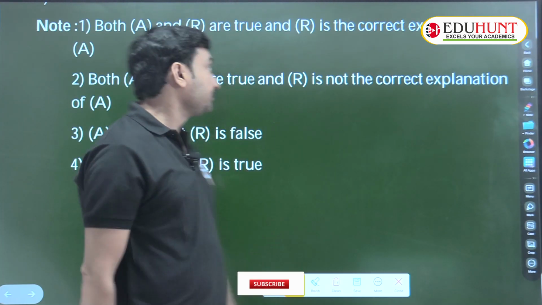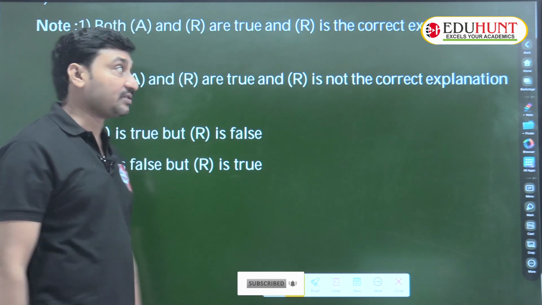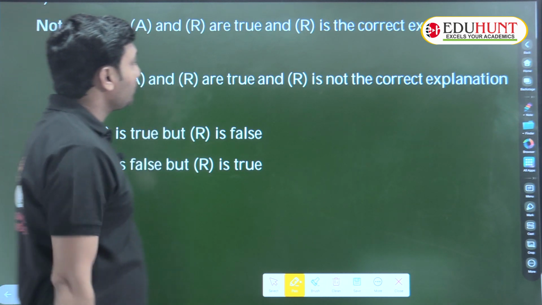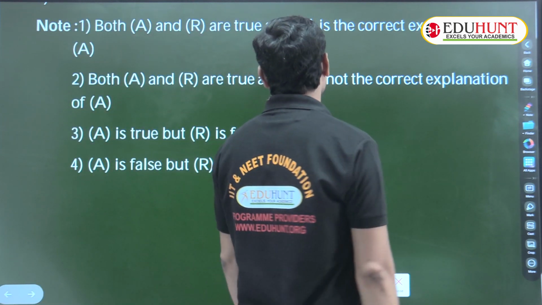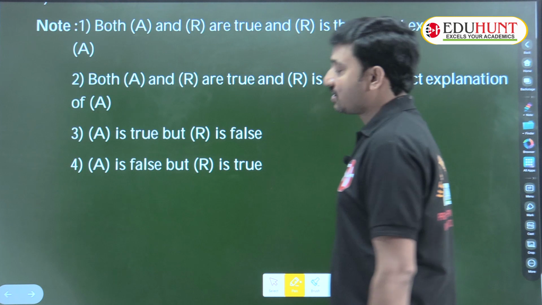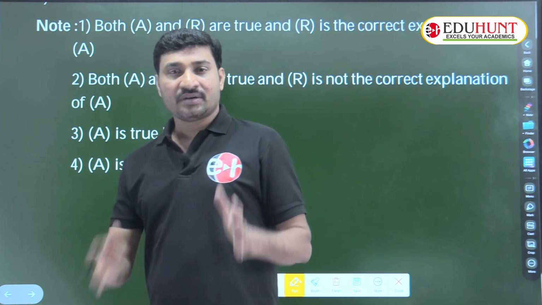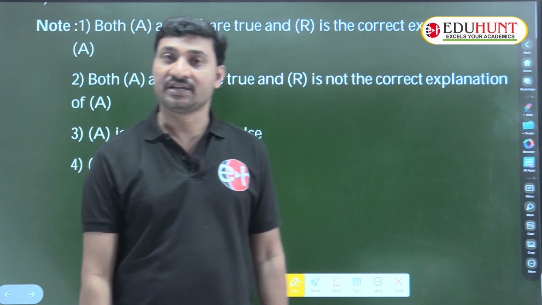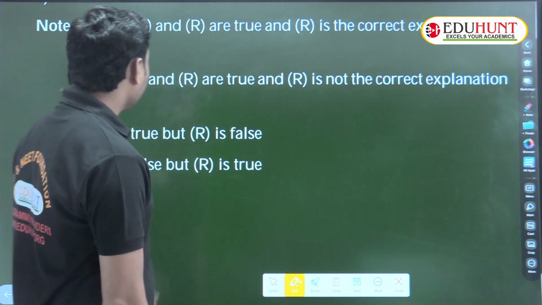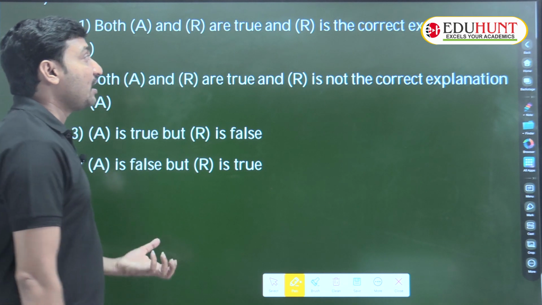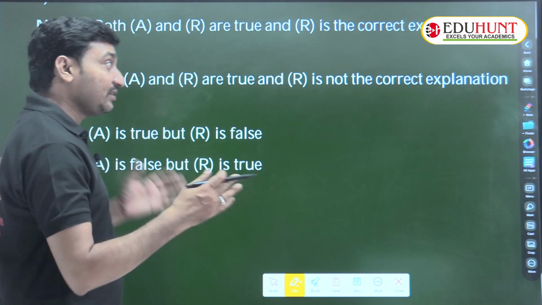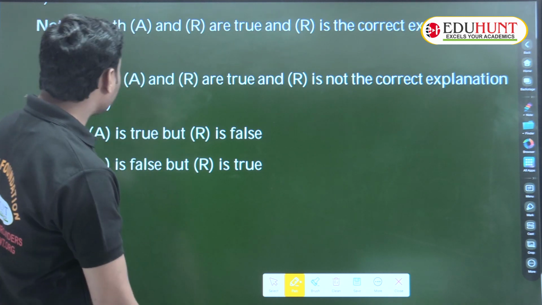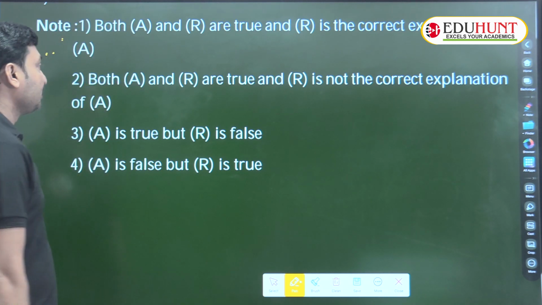See the next question, an assertion reason type question. For this one, first option: both A and R are true and R is the correct explanation of A. We have 2 statements, one is assertion, another one is reason. In case both assertion and reason are true and the reason is the correct explanation of assertion, then your choice is first option.